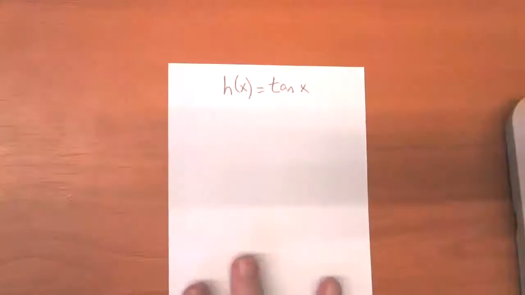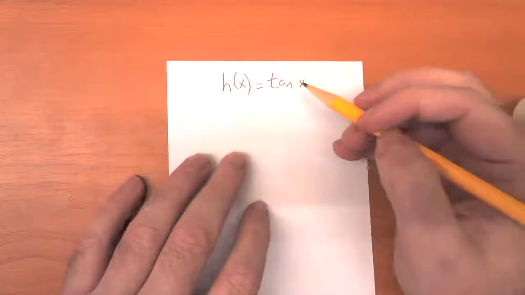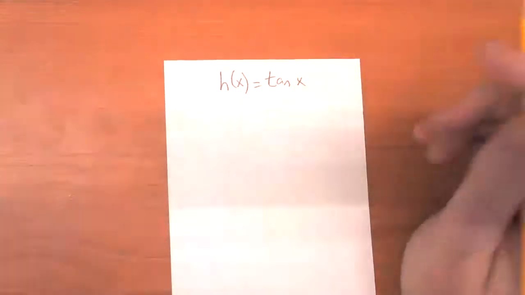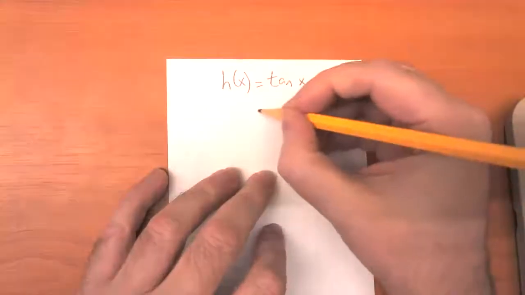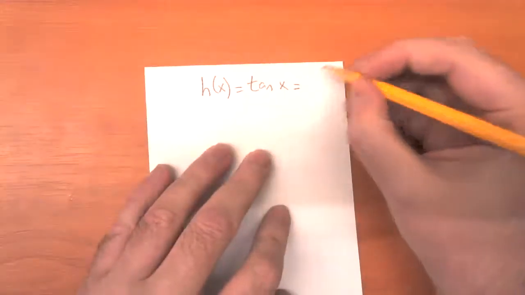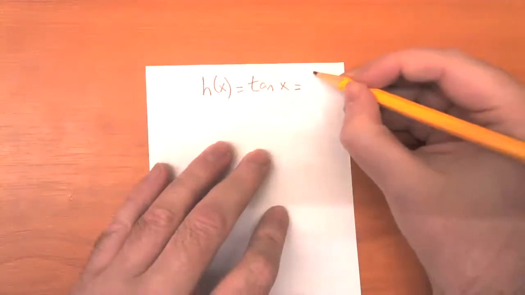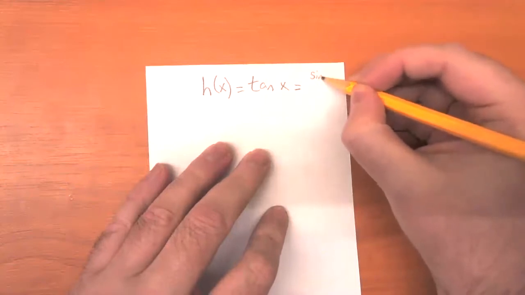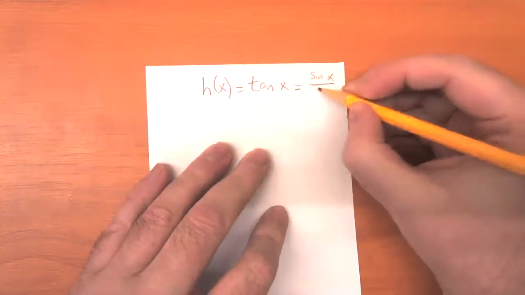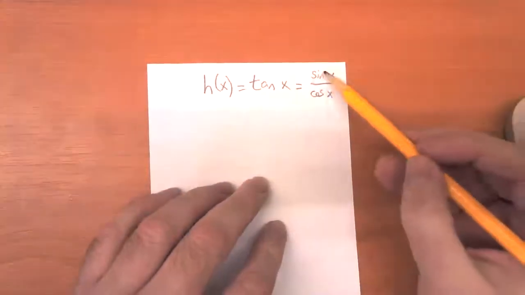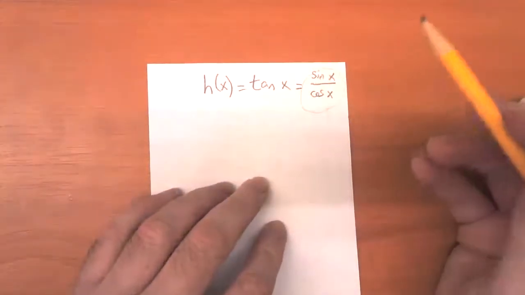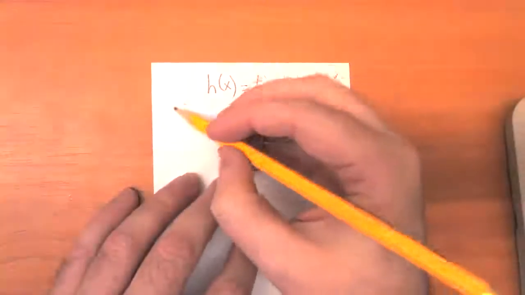All right, so in this video, I'm going to find the derivative of the tangent of x just from what we already know, without going back to the limit definition. The reason I can do that is because one of the identities we've seen is that the tangent is the sine of x over cosine of x. So I can find the derivative of this function using the quotient rule.